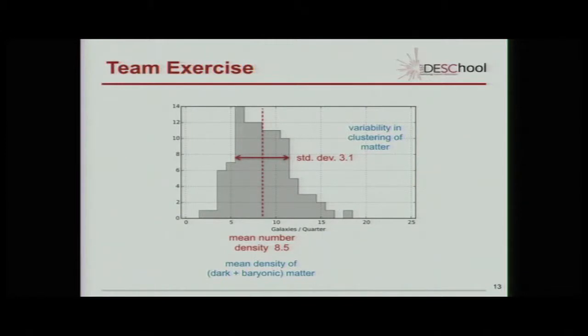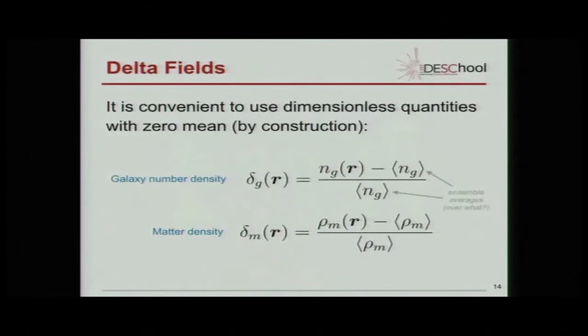And if we assume it's a Gaussian, then that just boils down to one number, the standard deviation, which is about 3. And so what that's telling us is about the variability in the clustering of the matter. And you can just clearly see by eye that there is clustering. There are voids and there are places where things are clustered together. So that's a way of boiling that down to a single number.